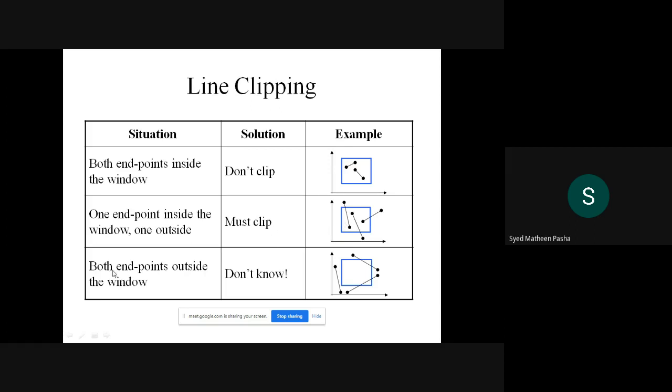In the third case, both endpoints are outside the window. That is, both endpoints of that particular line are outside the window. In that case, it's up to the user. You don't know what to do. You don't know what the solution might be. So you will leave that particular window to be displayed as it is.